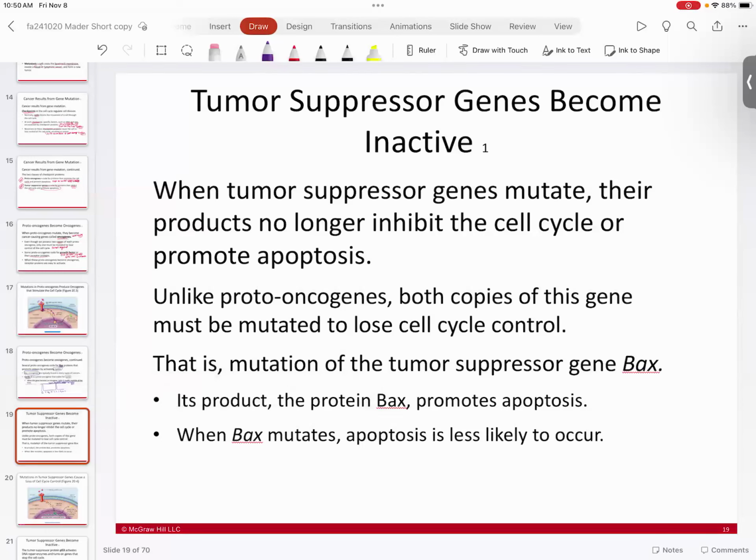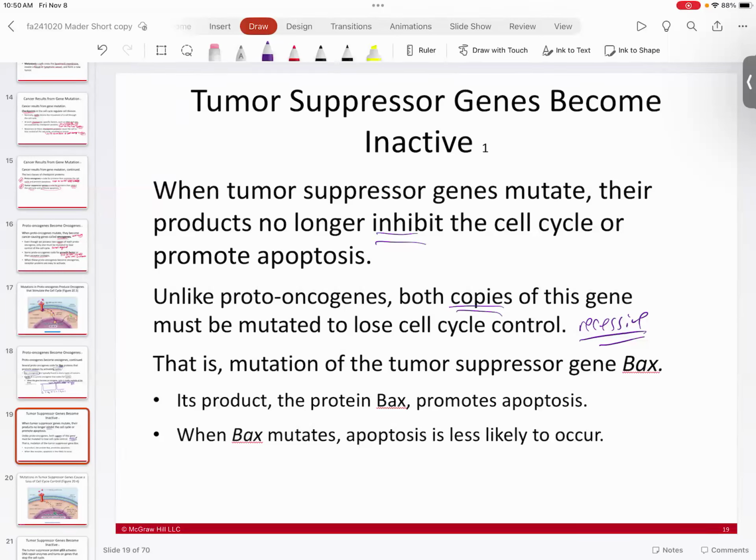So tumor suppressor genes usually will lose their inhibition on cell cycle. So these guys, remember, are keeping the cell cycle off. And so unlike proto-oncogenes, in a tumor suppressor gene, you need both copies to be mutated before you lose control. This is what's referred to as recessive, where both copies that you get, one from mom and one from dad, have to be mutated.